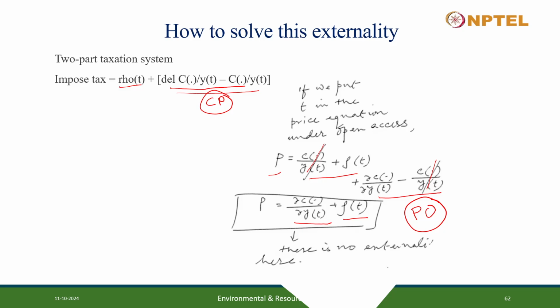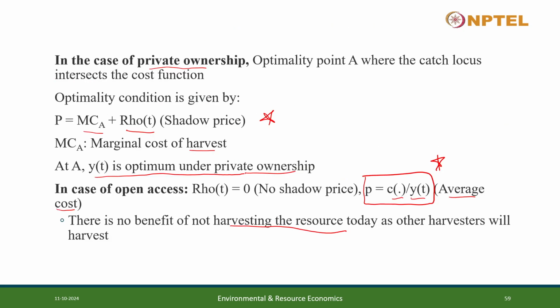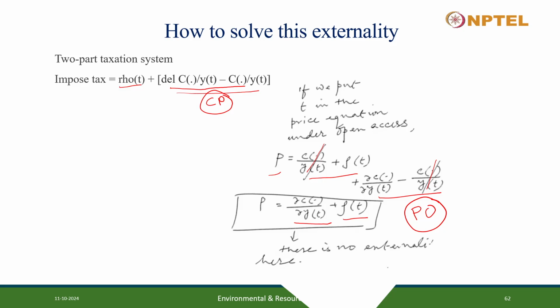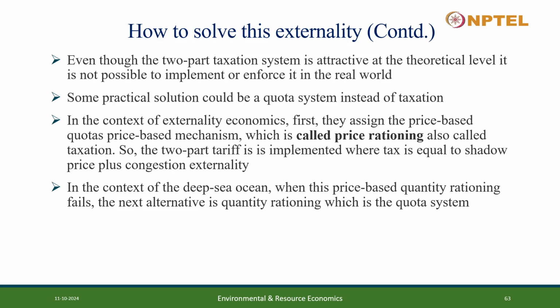So we have faced the problem that in the open access case, price is equal to average cost, due to congestion externality. However, in the case of private ownership, price is equal to marginal cost plus rho t. So to eliminate the externality, we impose a tax, where the tax amount is equal to this rho plus this whole term. If you enter it into the cost component, then you get the price which is similar to the private ownership case, and our externality gets eliminated.